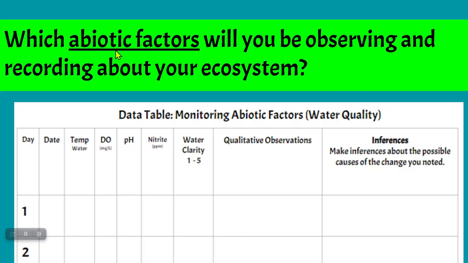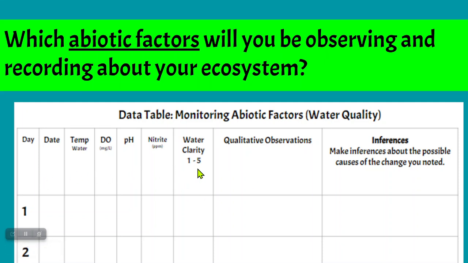So which abiotic or non-living factors will you be observing and recording about your ecosystem? Look here, this is our data table. We're going to record the day, we're going to record the date. This is temp or temperature. DO is dissolved oxygen. pH is a measure of acidity. Nitrite is a component that we could find in the water. We're going to measure water clarity as well. Also, we're going to make some qualitative observations, and we're going to make some inferences.